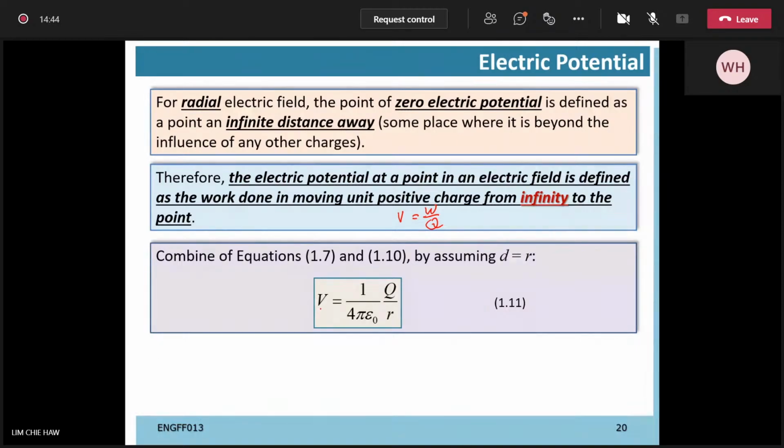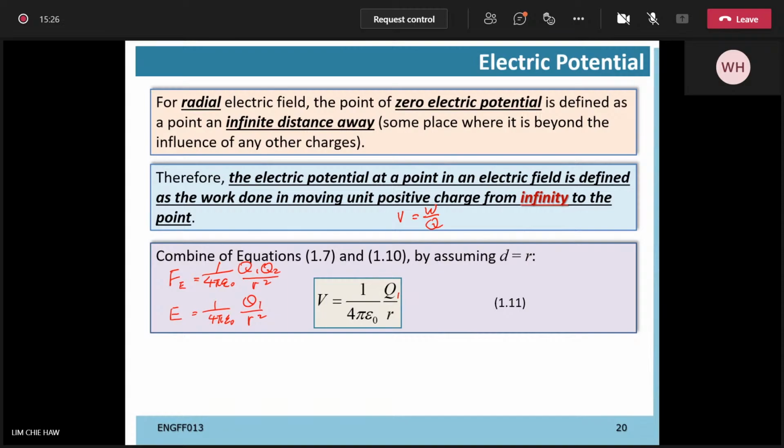So the V here is electric potential, and we learned force, right? The electrostatic force is equal to 1 over 4 pi epsilon naught Q1 Q2 over R squared. And the electric field will be 1 over 4 pi epsilon naught Q1 over R squared. And the electric potential will be given by V equals 1 over 4 pi epsilon naught Q over R. So in this case, you can place this as Q1, right?